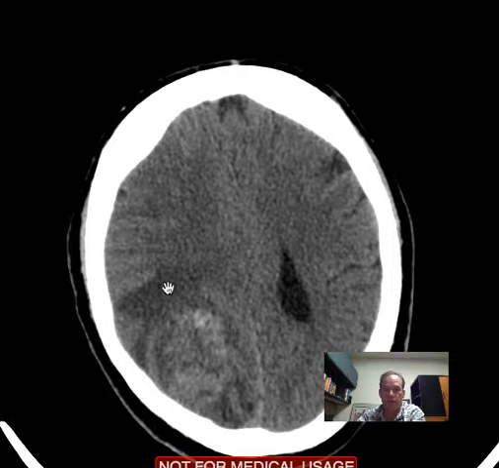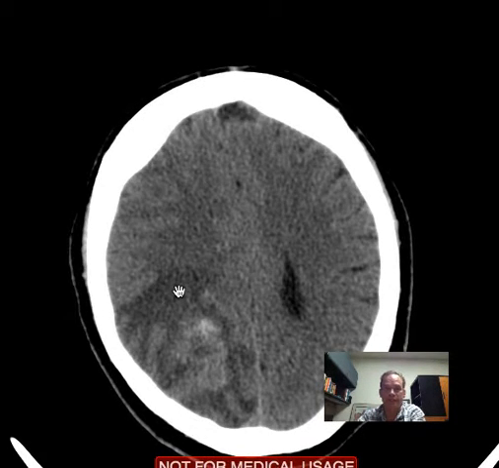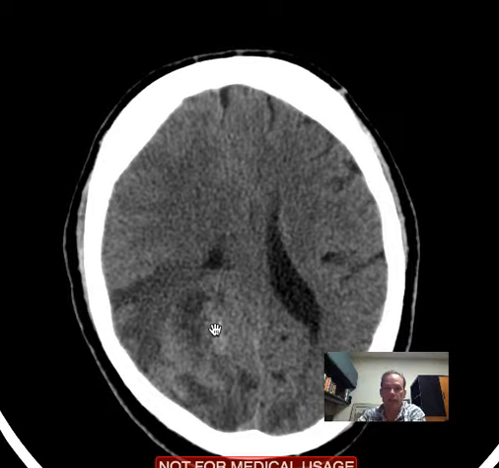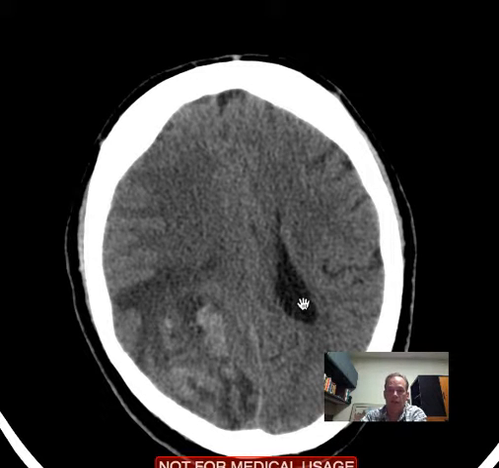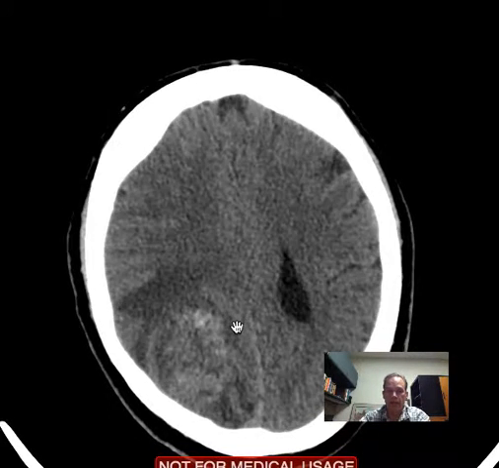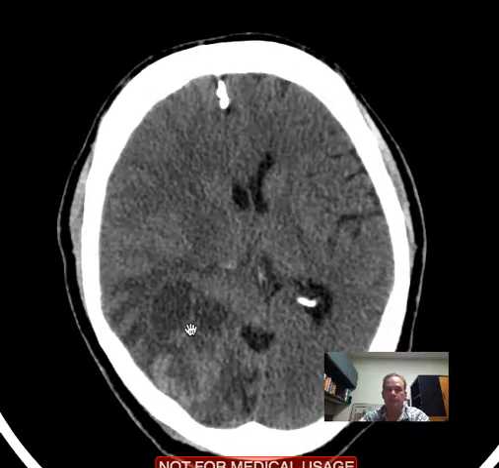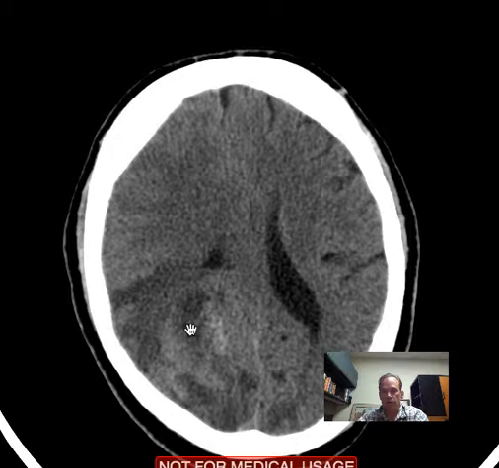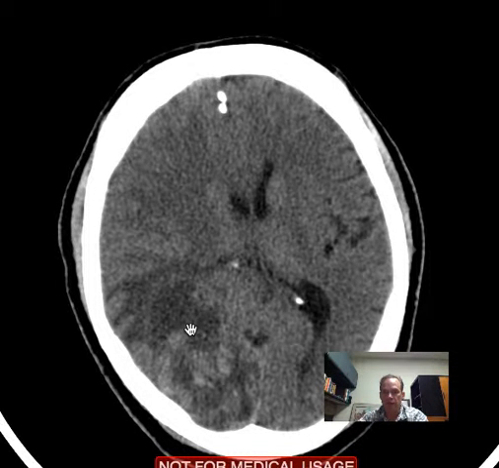So you can see, though, that there are low attenuation areas which represent edema, and there are areas of higher attenuation, meaning brighter, whiter, higher attenuation than areas of cortex. So that would suggest something that has hemorrhage in it and that has surrounding edema and quite a bit of mass effect. This potentially could be a primary brain tumor, such as an astrocytoma, especially a glioblastoma, GBM.